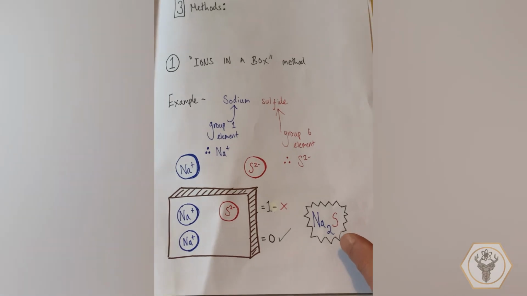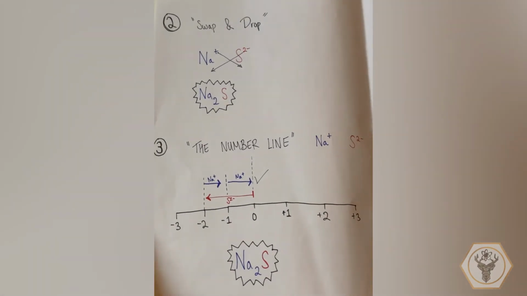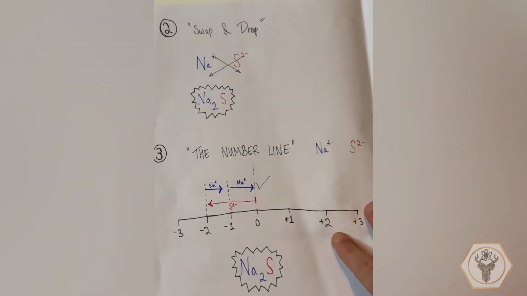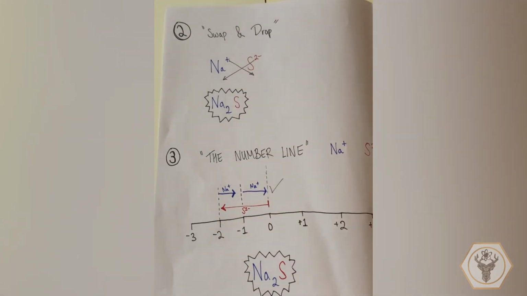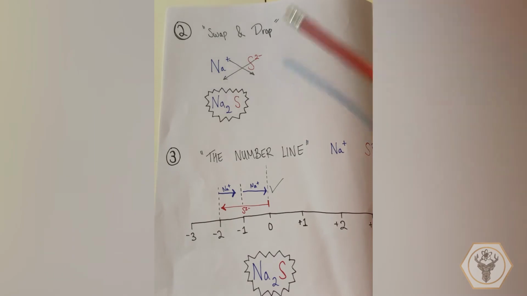That's one method. The second method, which is a bit of a cheat really, is called the swap and drop method. Some people like this and some people don't, because it can sometimes feel like a bit of a cop-out, but it's a nice, simple cheat method, if you like. You simply write the ions down, once you determine their charges, next to each other. There's my sodium ion and my sulfide ion. And then you swap and drop.